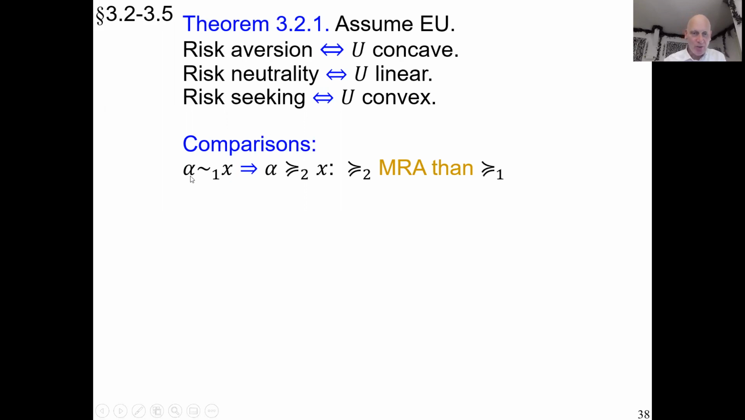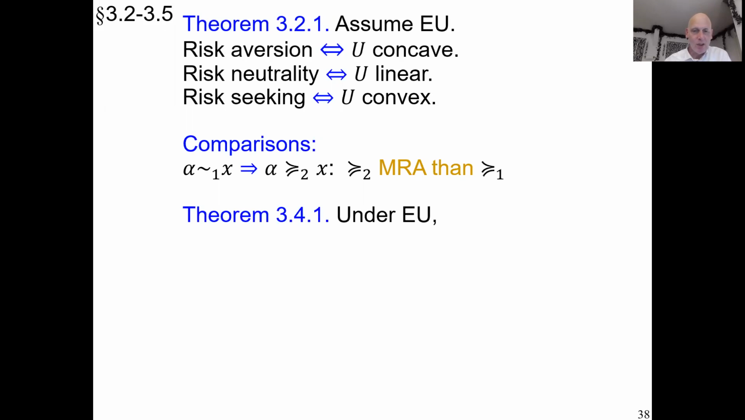It says whenever, so for all, often I don't write the for all quantifier, whenever a sure outcome alpha is equally good as a risky prospect x for decision maker 1, then for decision maker 2, we will want to go for the sure option. So decision maker 2 more often goes for certainty than decision maker 1. That we define to mean that decision maker 2 is more risk averse than decision maker 1. And I think it makes intuitive sense.